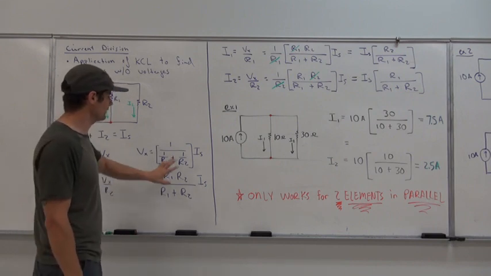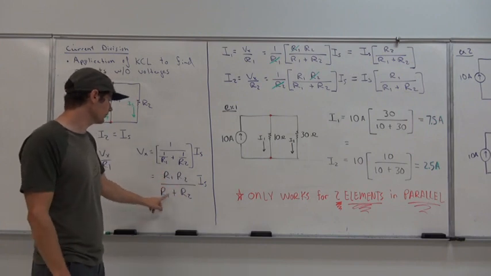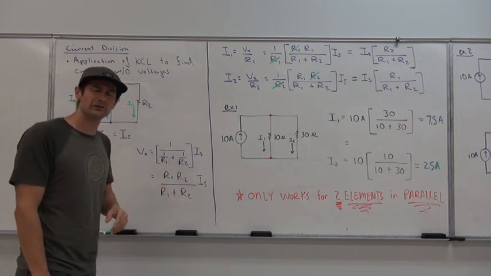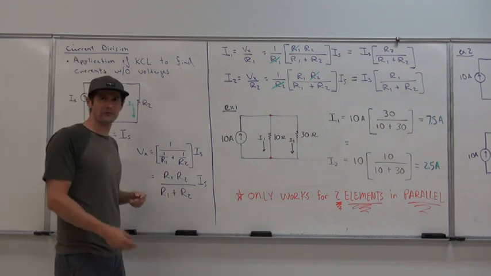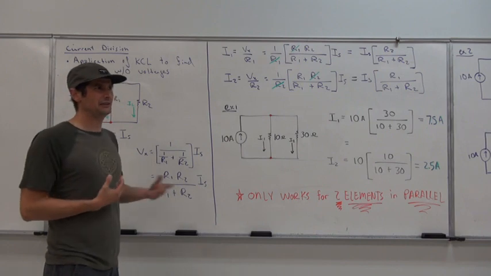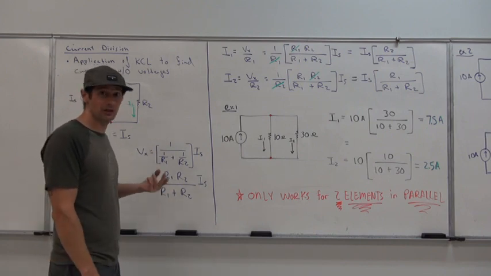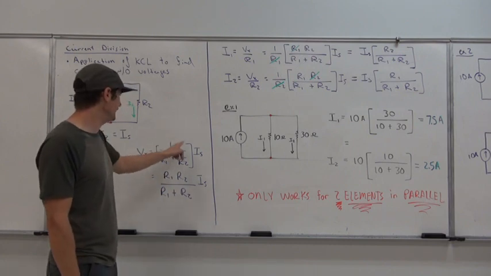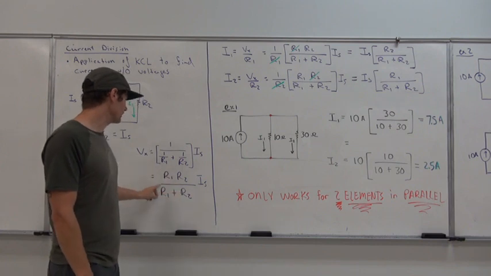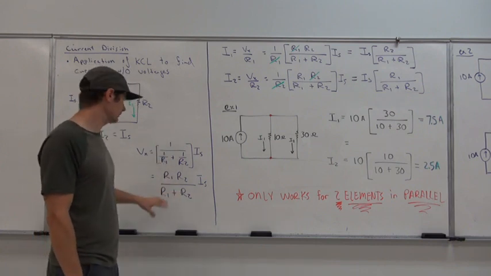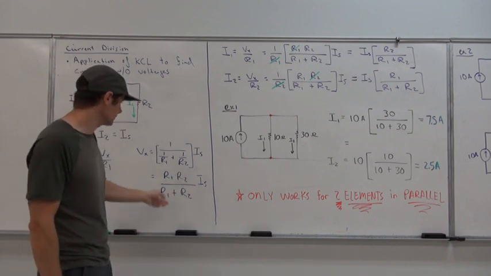I really stress, lots of books love to show this form, R1 times R2 over R1 plus R2. But it's not practical, because it's just another equation for equivalent resistance that you need to learn, and I don't want you guys to learn that. I don't see a point in it. Keep the generalized version; it works for any number of elements in parallel. This one only works for 2 elements in parallel. I don't really like this, but for the sake of developing this current division tool, we're going to use it.